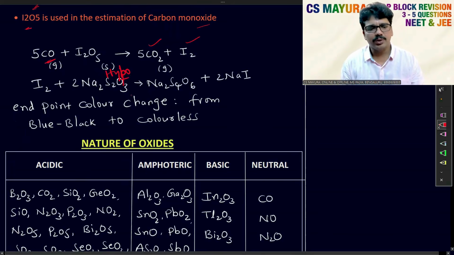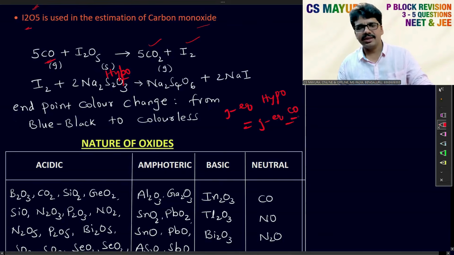Now the reaction is I2 with Na2S2O3 gives sodium tetrathionate and sodium iodide. Now the gram equivalence of hypo used is equal to gram equivalence of CO. So by measuring the gram equivalence of hypo used in this titration, it is equal to gram equivalence of carbon monoxide. This is how we are estimating the carbon monoxide.